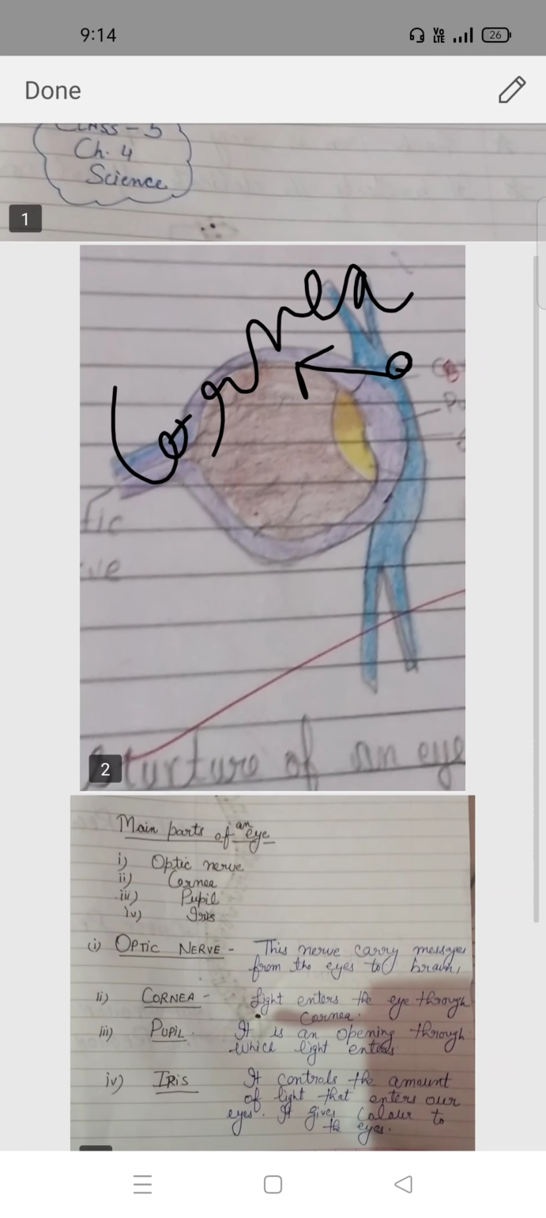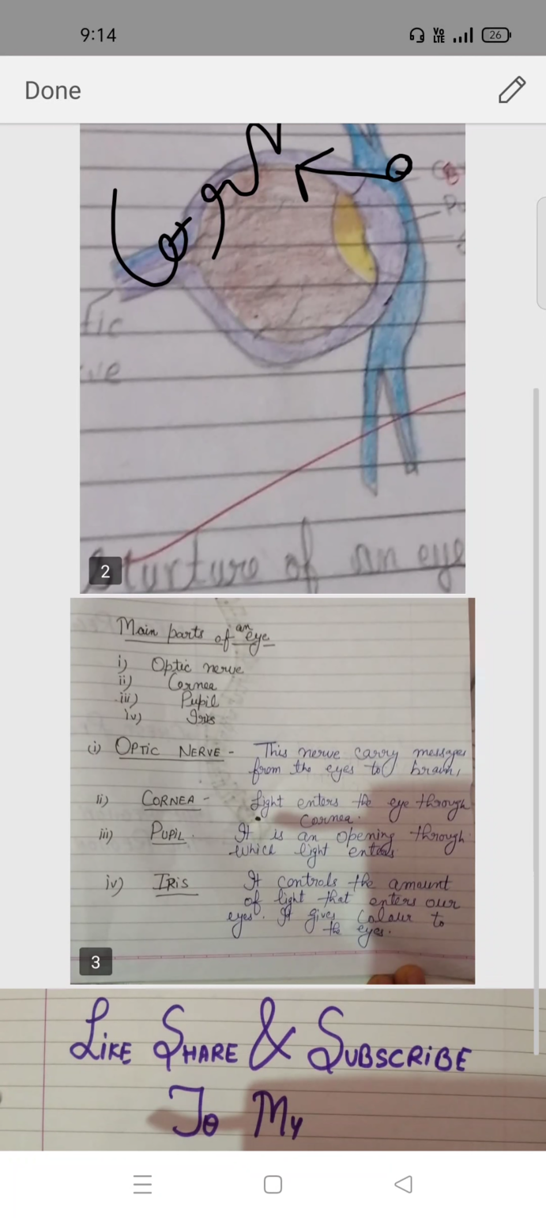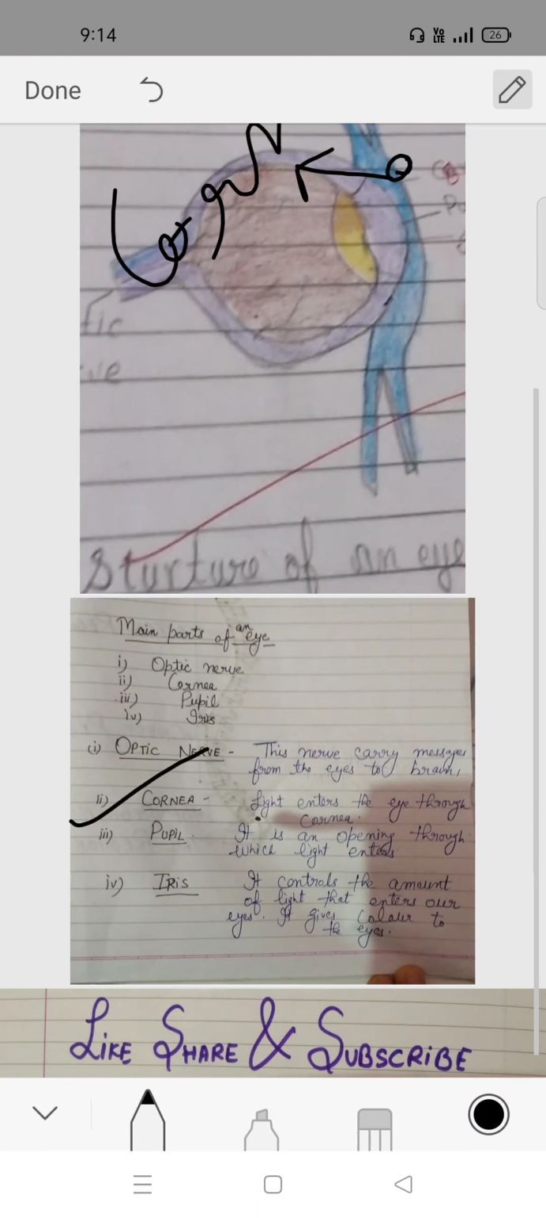In the book, this is mentioned: light enters the eye through the cornea. So, it is the entry point of light in our eye. You must have felt that sometimes dirt is stuck in our eye or some small wounds heal with time. It is a natural process.